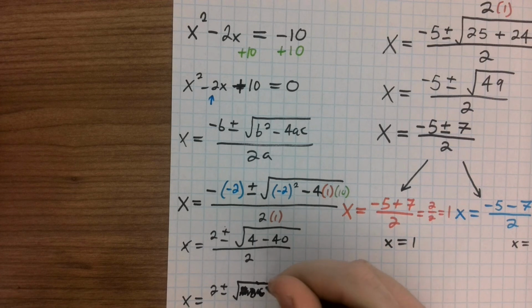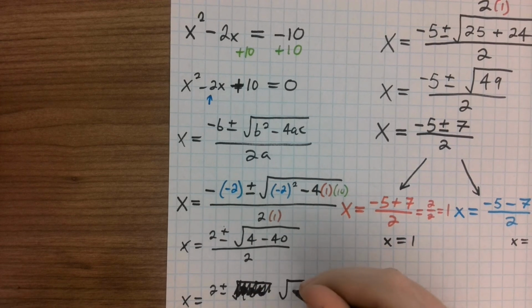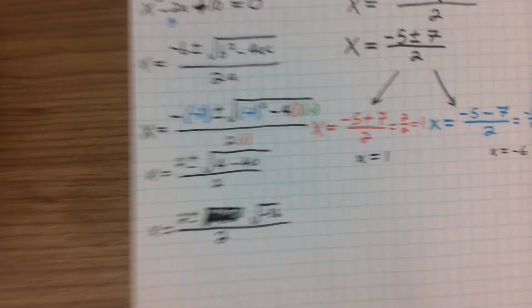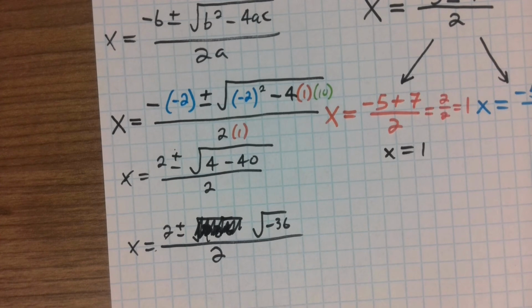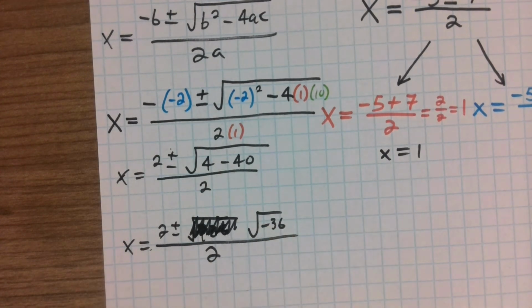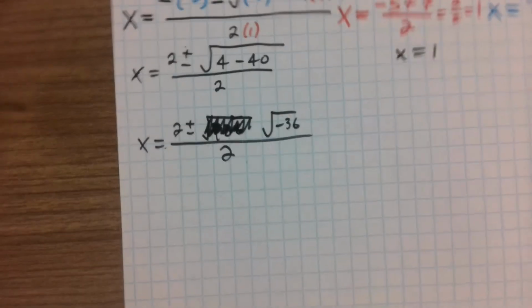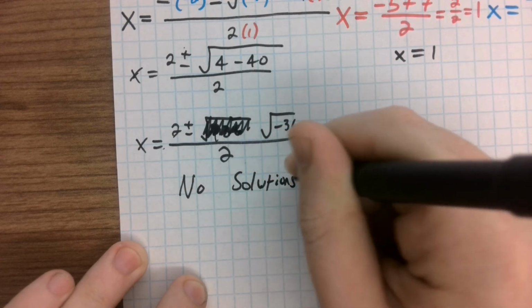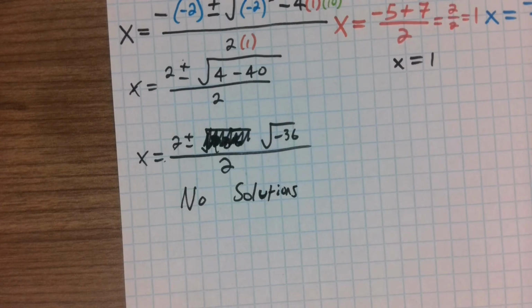Sorry, let me rewrite this. Plus or minus negative 36 all over 2. What's the square root of negative 36? Uh-oh. This problem cannot be solved, right? I mean, look at it. The square root of negative 36 doesn't exist. If this is the case, it means that there are no solutions to this problem. No solutions. You can't square root negative 36.